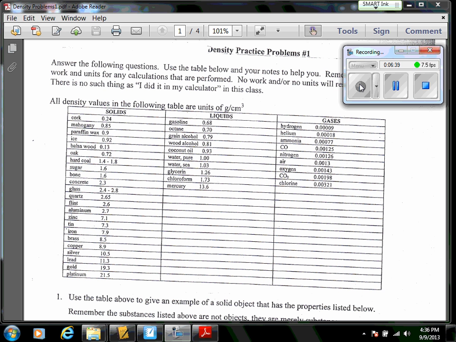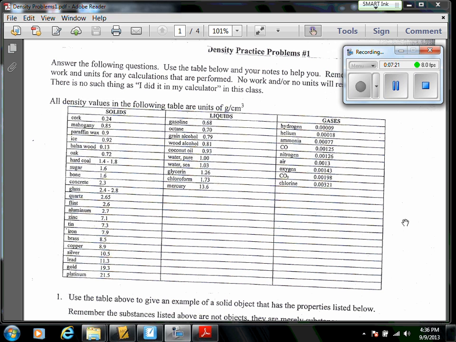Okay, so if we look at this chart that was in your practice problem, it's a list of different solids, liquids, and gases and their density. If you look at it closely, you will notice that gases have the lowest density. These are all in grams per cubic centimeter. Liquids have a little bit higher density, and most of the solids have the highest density. That makes sense because gases are less dense than liquids, and liquids in general are less dense than solids.